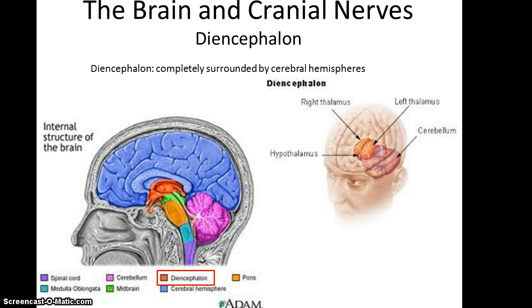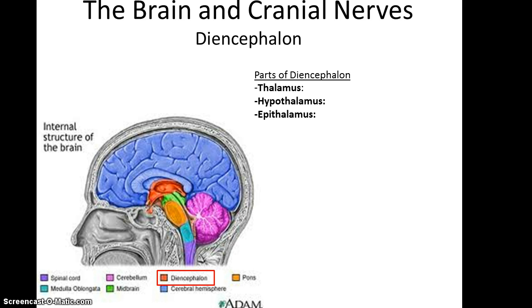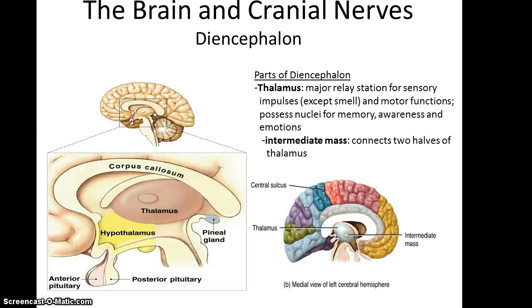Now we talk about the diencephalon. The diencephalon is superior to the brainstem. It's approximately here. I like to think of it as the head and mouth of the seahorse, and it is completely surrounded by the cerebral hemispheres. The diencephalon has three major parts: the thalamus, the hypothalamus, and the epithalamus.